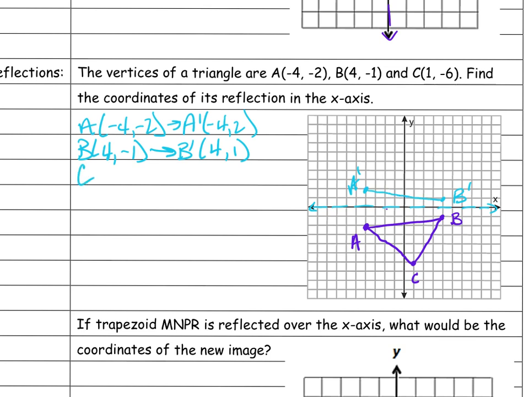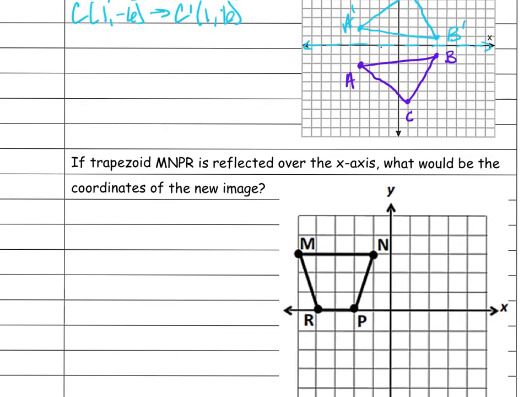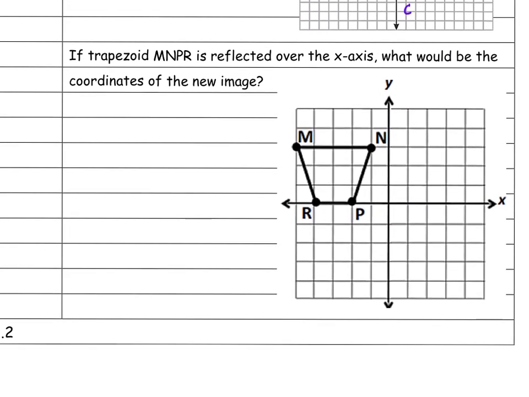And then C is 1, -6. And it's going to go to C prime, which is 6 away. So it should be 1, 2, 3, 4, 6 up. So this should be C prime, which is located at 1, 6. And there is my triangle reflected over the x-axis. Okay, great job. One last question, I think. And then you guys have a few problems to do.